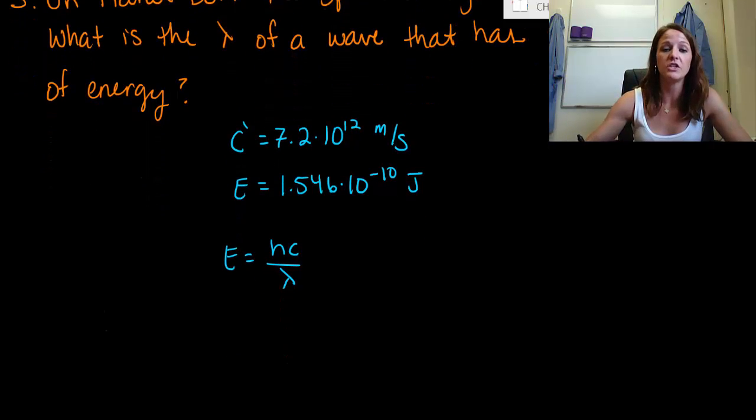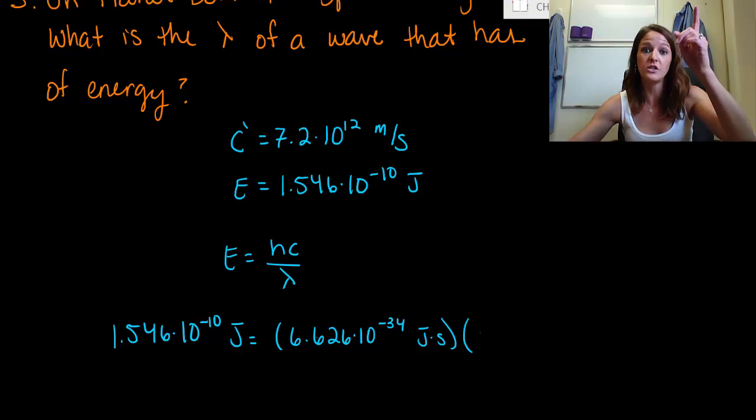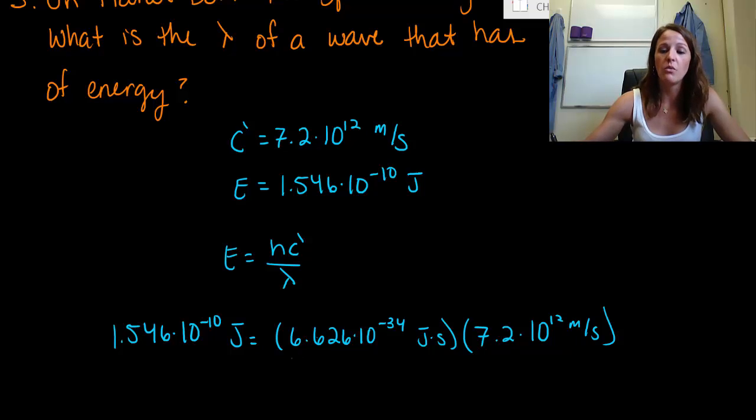So our energy was given to us, that's our 1.546 times 10 to the negative 10th joules, appropriate unit, that's good. Planck's constant hasn't changed, 6.626 times 10 to the negative 34th joules times seconds. Then your speed of light, this is the new speed of light, so I'm going to go ahead and put c prime there so there's no confusion. We have 7.2 times 10 to the 12th meters per second. Alright, so now we're solving for our wavelength, so we just divide by wavelength.